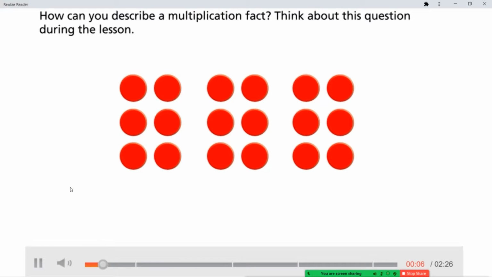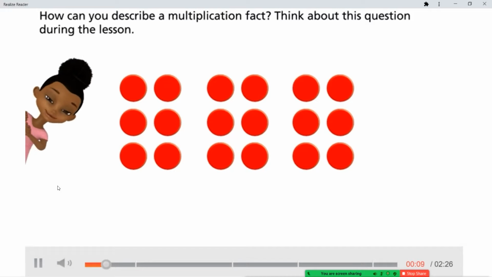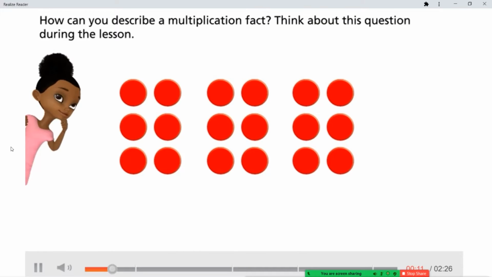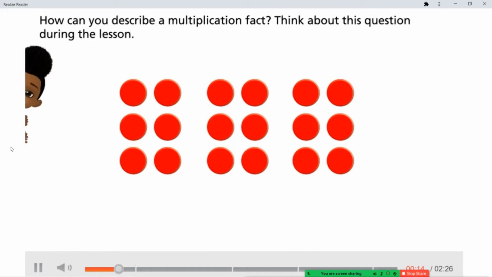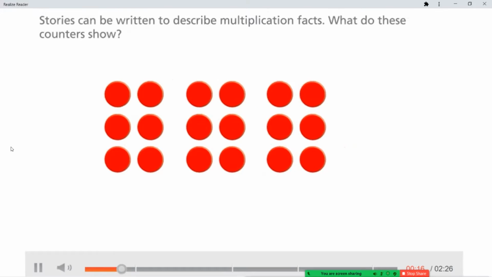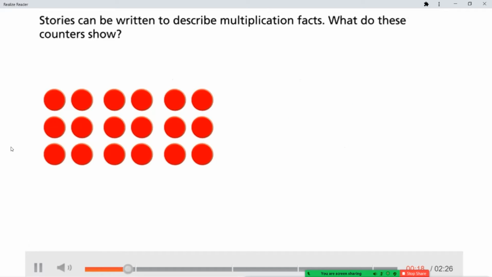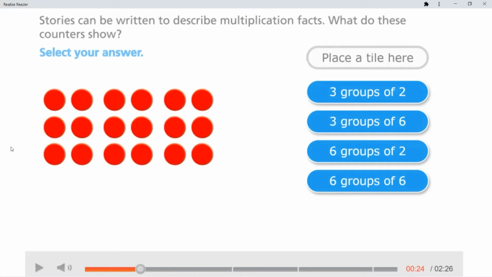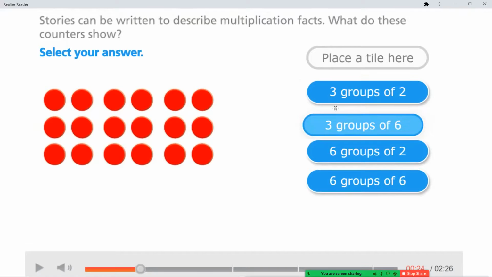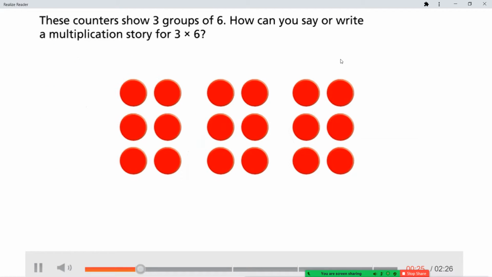How can you describe a multiplication fact? Think about this question during the lesson. Stories can be written to describe multiplication facts. What do these counters show? Select your answer. These counters show 3 groups of 6. How can you say or write a multiplication story for 3 times 6?